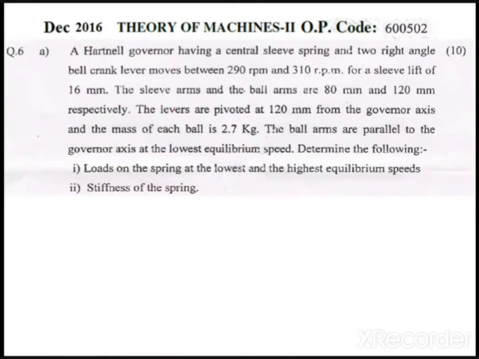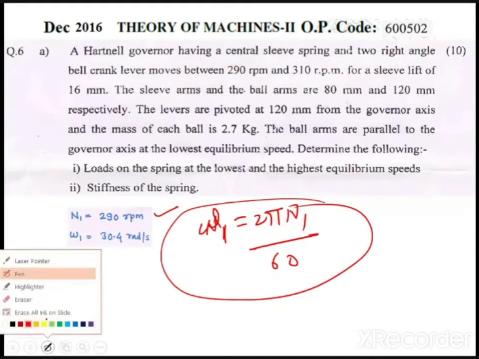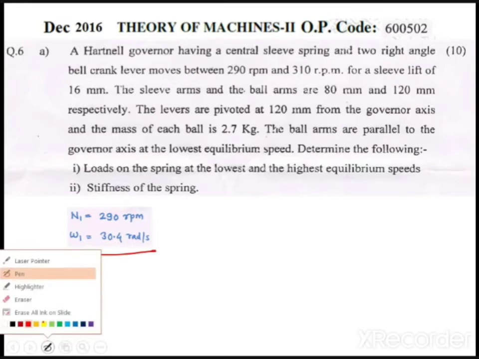Okay, so the Hartnell governor has a central sleeve spring and two right angle bell crank levers, and it moves between 290 rpm and 390 rpm. Basically, they have given you 290, so you can understand N1 is the minimum. Omega 1 is equal to 2 pi N1 upon 60. This is a basic formula, no need to write it; directly put it into the calculator. Omega 1 is equal to 30.4 radian per second.